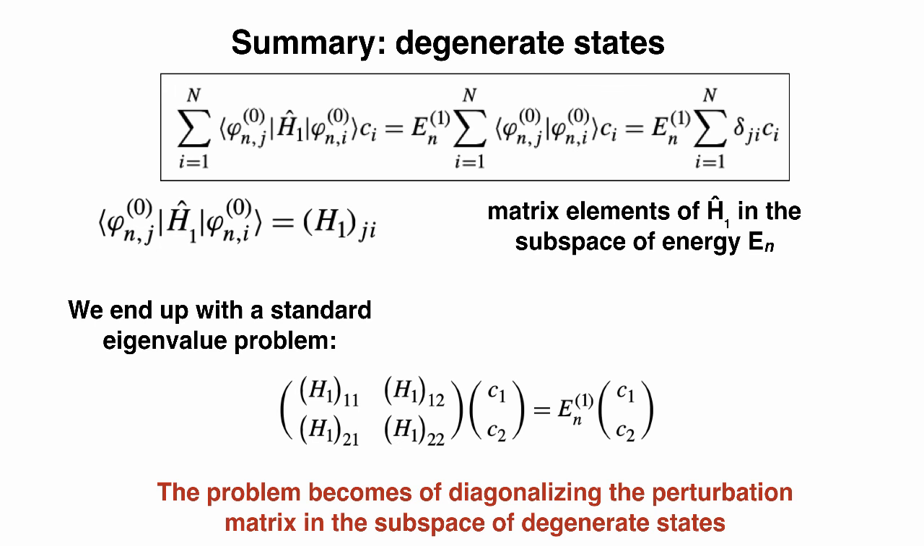Okay, so the problem: diagonalizing the matrix is easy. The hard part is to calculate the matrix elements, because sometimes the subspace is pretty large.